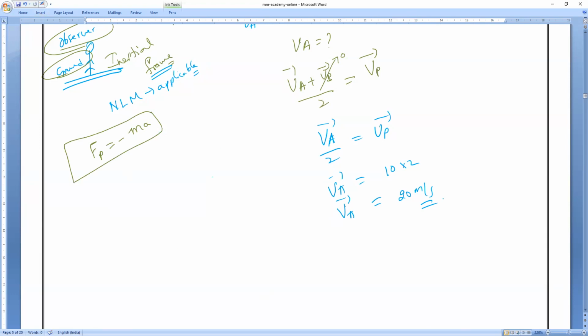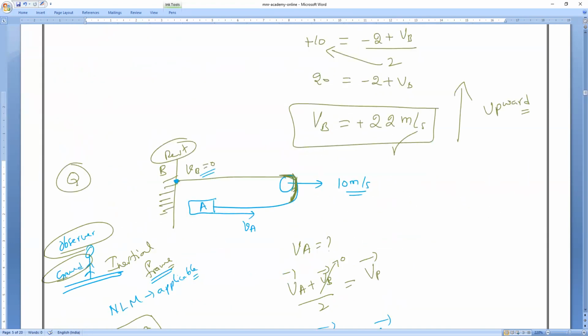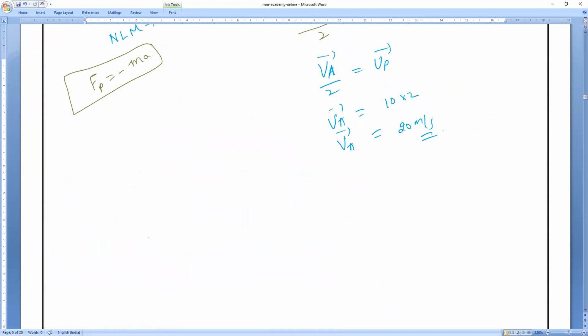Now if I am solving simply these questions, mobile pulley, fixed pulley and all, in all these cases the observer is from the ground. So it is an inertial frame of reference. Which means the observer's acceleration is 0.